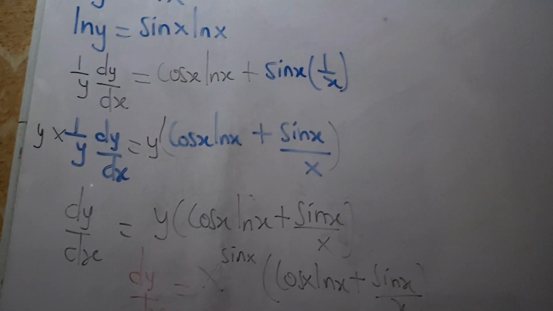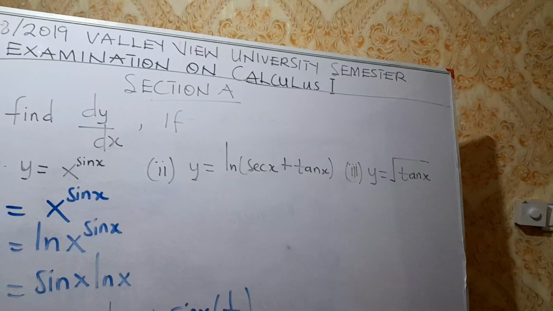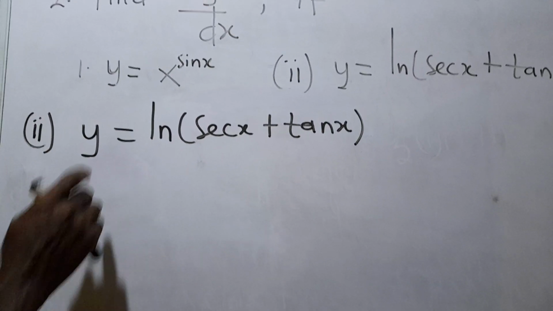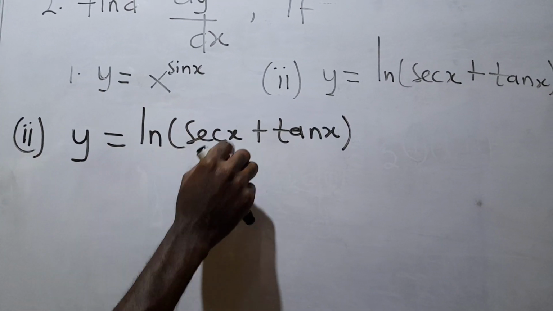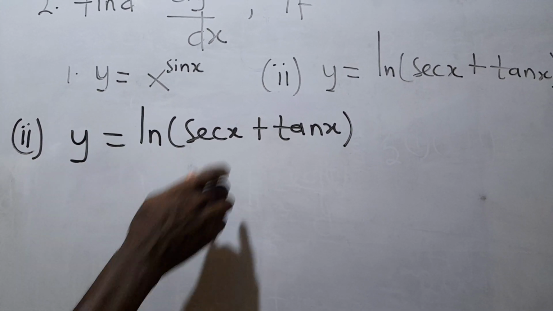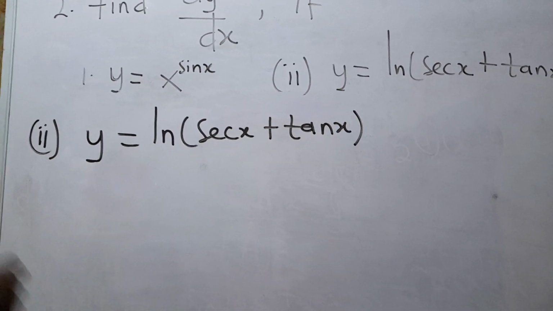The next one is this. Y equal to ln sec x plus tan x. So the second one, which is y equal to ln bracket sec x plus tan x. Remember when we are differentiating ln functions, what do we do? We reciprocate the function and multiply by its derivative. So that's how we do it.